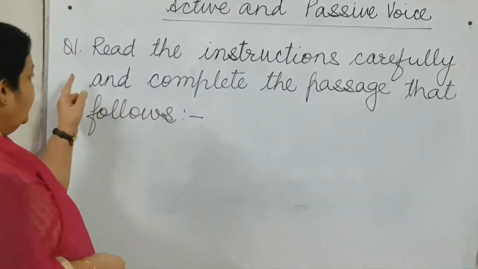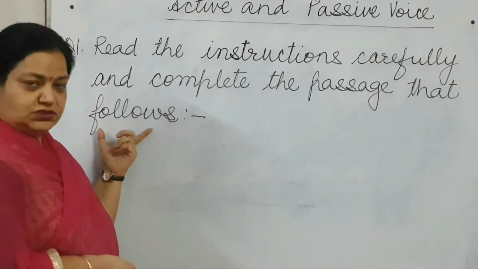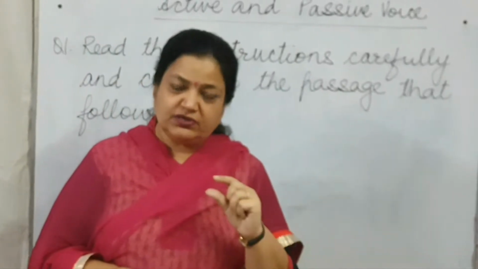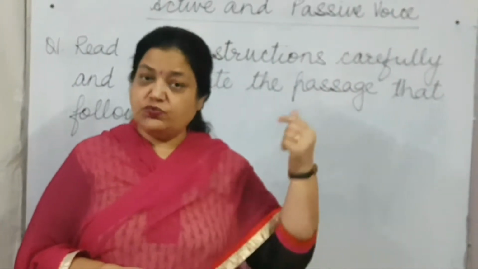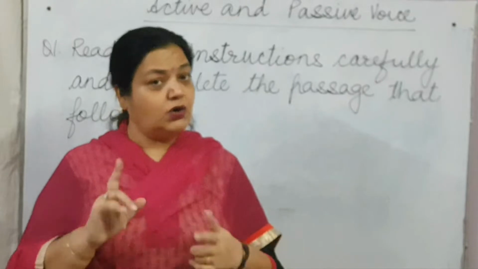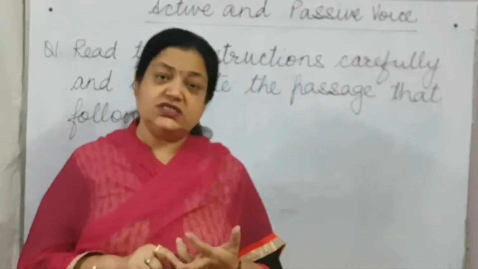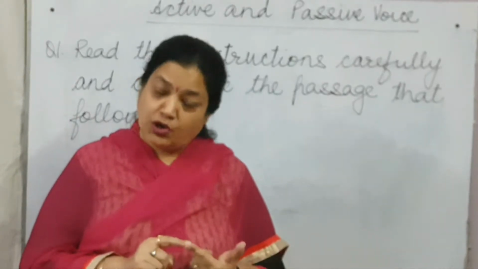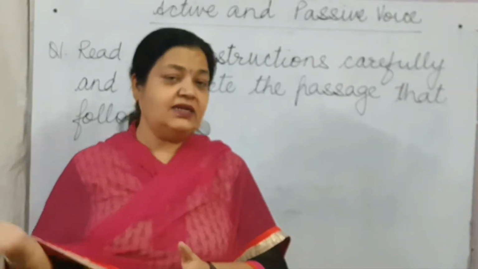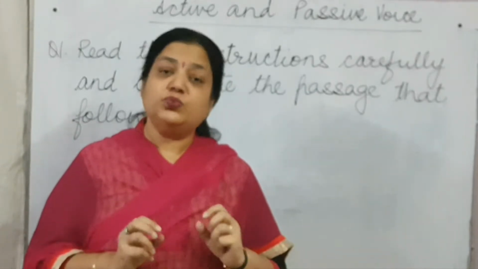The question says, read the instructions carefully and complete the passage that follows. This clearly shows that some hints or instructions are given and then a passage is given. So we have to choose the verb from the instructions given and change its form according to the tense, or if it is a question, or an imperative sentence, or has modals in it. Keeping everything in mind, we change the main verb and fill in the blanks to complete the passage.